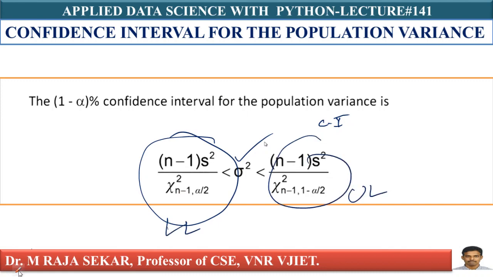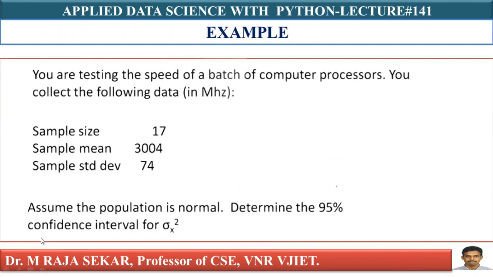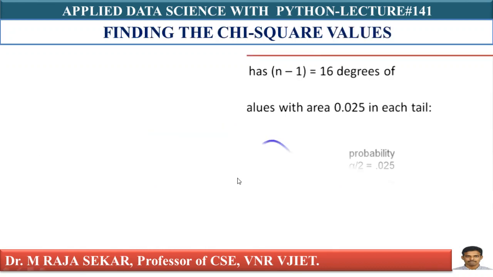We will try to understand this with a simple numerical example. Your sample size n is 17, your sample standard deviation is 74, and you need a 95% confidence interval. How can I calculate?